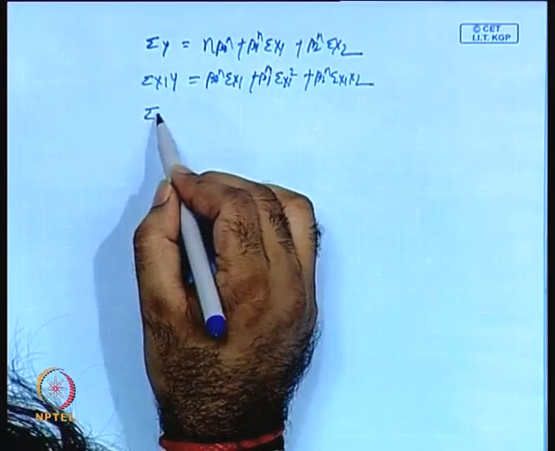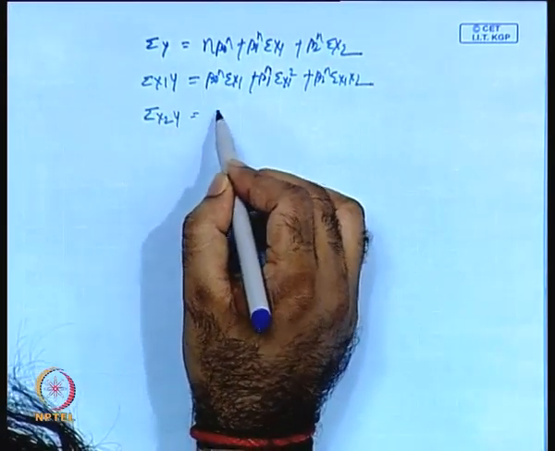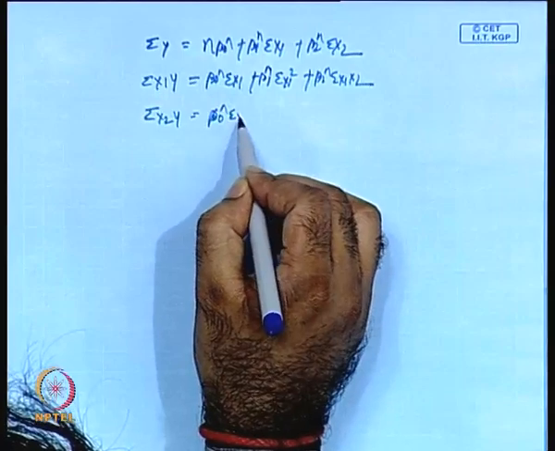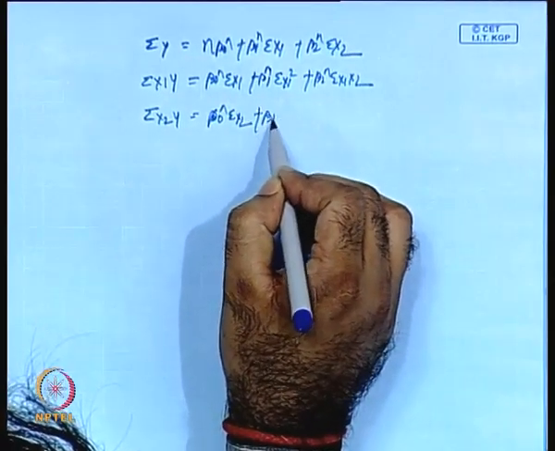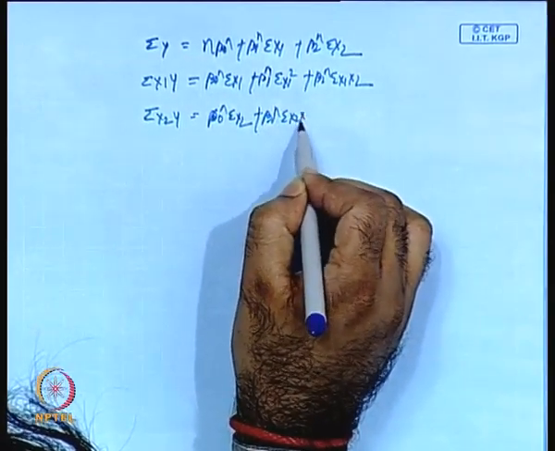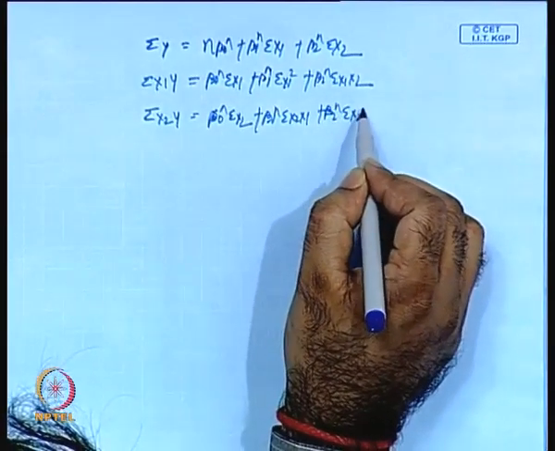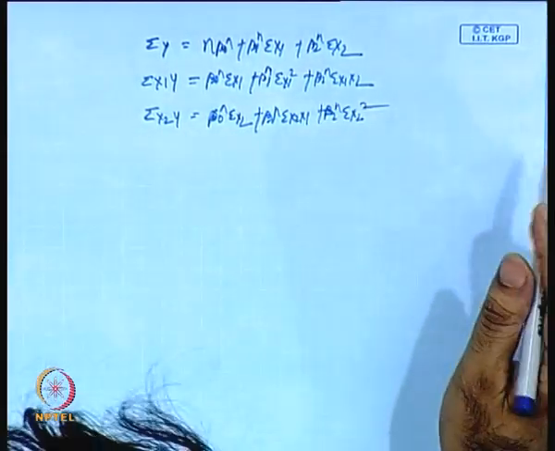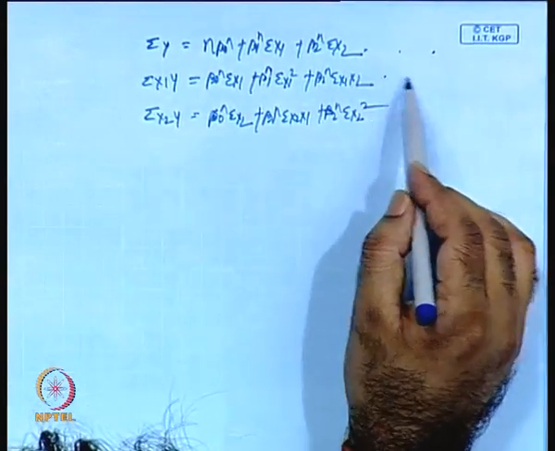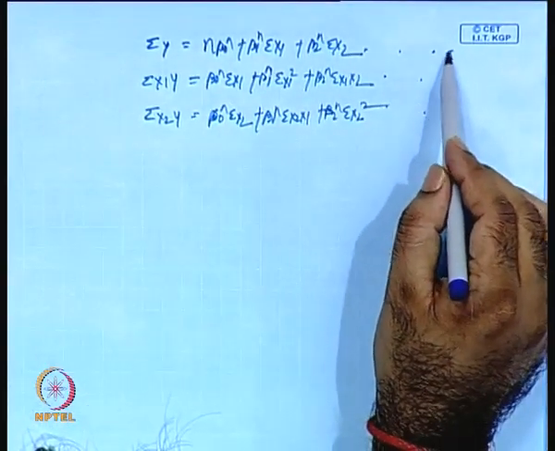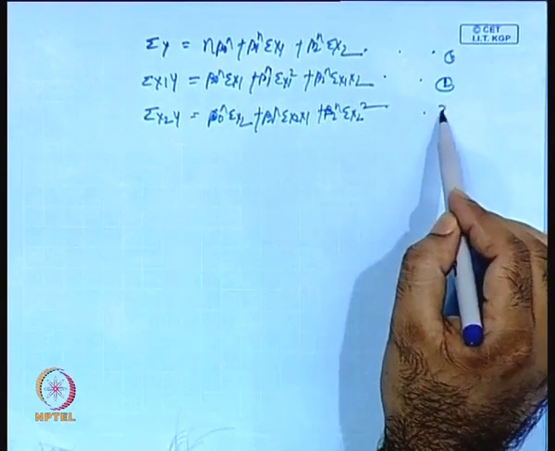Okay. Similarly, summation x2y is equal to beta 0 hat summation x2 plus beta 1 hat summation x2 x1 plus beta 2 hat summation x2 squares. Okay. So this is how we have three different equations. This is altogether three different equations.